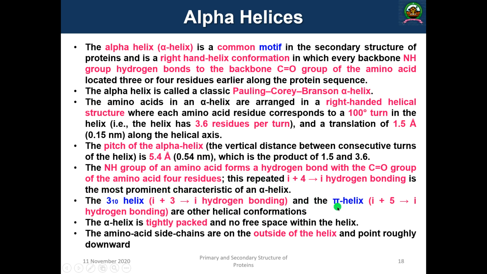The next one, pi helices, is i to i+5. The amino terminal end of one amino acid will interact with the carboxy terminal group of the fifth amino acid. That is known as a pi helix. Generally the alpha helix is tightly packed and there is no free space within the helix. The amino acid side chains are often on the outside of the helix and point roughly downwards. So these are the characteristic features of the alpha helical structure.